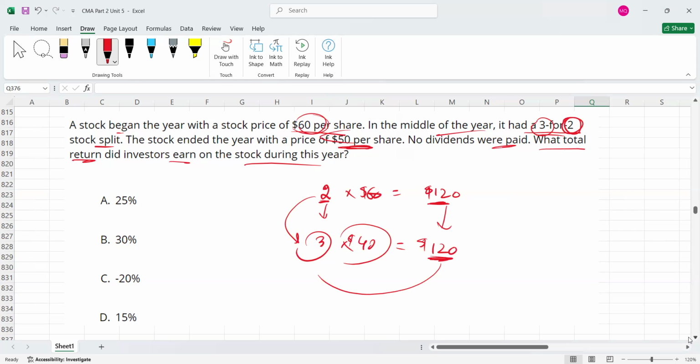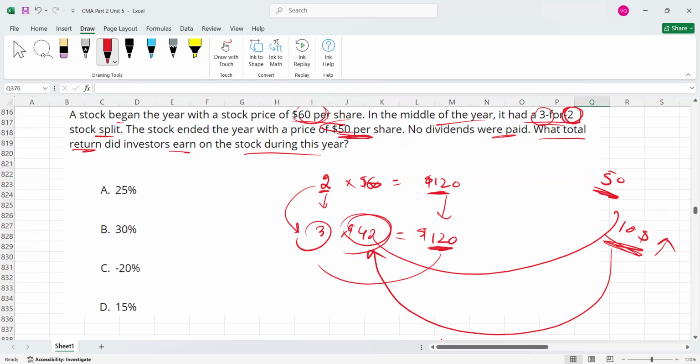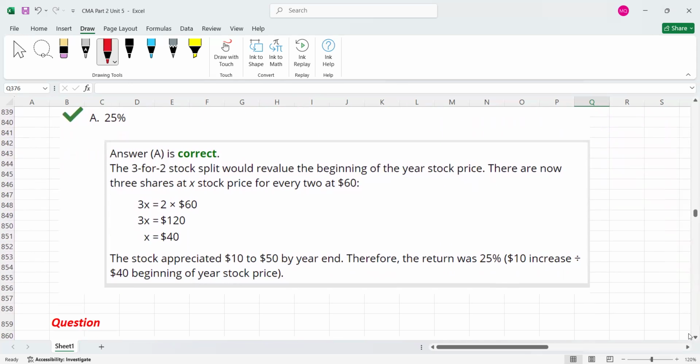Great. Now at the end of the year, the stock price is 50. It means the stock worth $40 after the split now becomes $50 at the end of the year. So how much gain did you get? $10 is the increase in price on this investment. If you convert it into a percentage, you take the return, which is $10, and the investment value, which is $40, and multiply by 100. So the return on investment will be 25%. Understood?